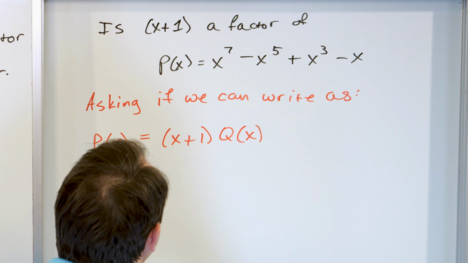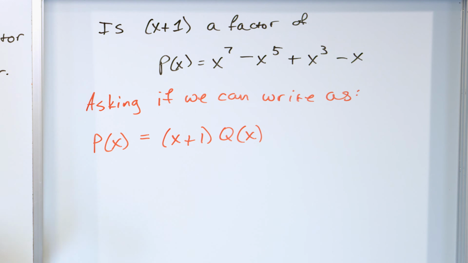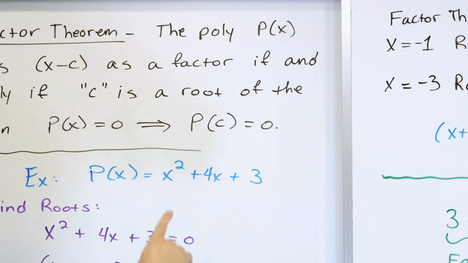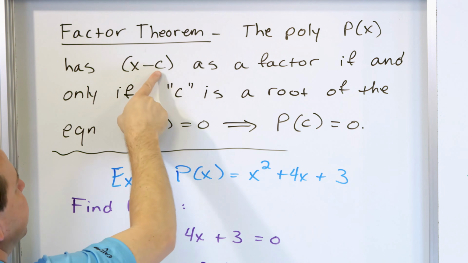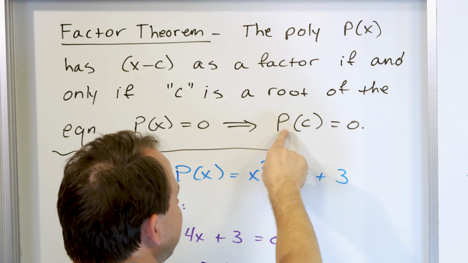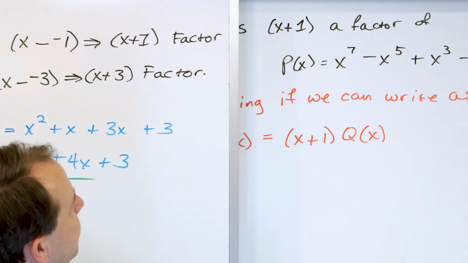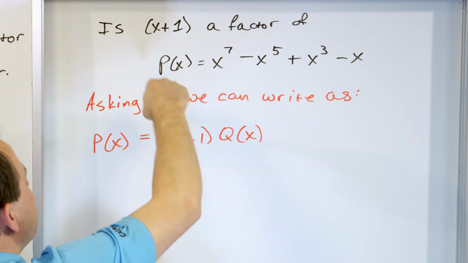When something is a factor, can it be written as a string of things multiplied together to give me what I'm asking for back? And the factor theorem tells us that the polynomial has x minus c as a factor if and only if p evaluated at c is equal to 0. In other words, it has to be a root. What has to be a root? Well, there's a number 1 in there, but the theorem is written as x minus c.